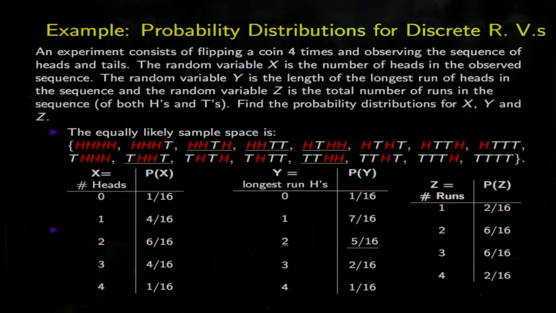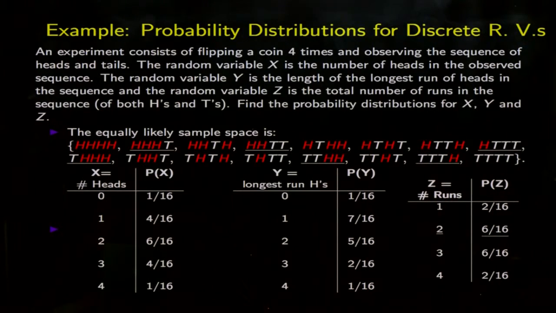The probability y equals 2, well, to calculate this, I have to find all outcomes in the sample space where the longest run of heads has length 2. Again, I've underlined them. There are 5 in all, so the probability y equals 2 is 5 over 16. What about the number of runs? What if I wanted to calculate the probability z equals 2, that the number of runs is 2? Again, I go find all of the outcomes where the number of runs is 2. There are 6 in all. You see that they're underlined, and therefore the probability z equals 2 is 6 out of 16.